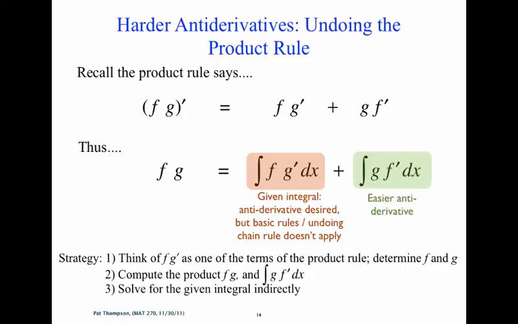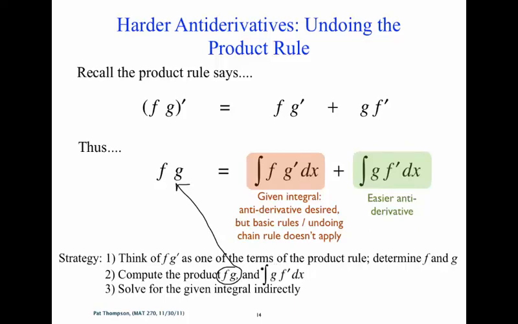Okay. So we're going to be given this one integral, and we're going to say this is just one of the terms of the product rule. So what we want to do is determine f and g. If what we're given is fg prime, we're going to figure out what the function f is and the function g is. Those were the original two functions that we did the product rule on. Okay, and then we're going to compute the product fg. That's easy.